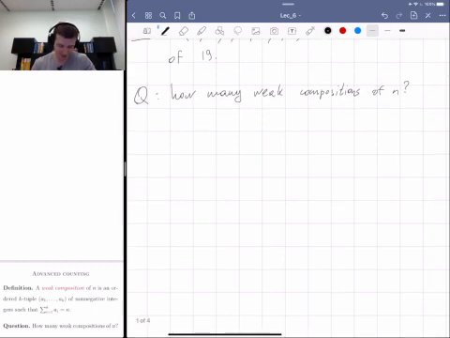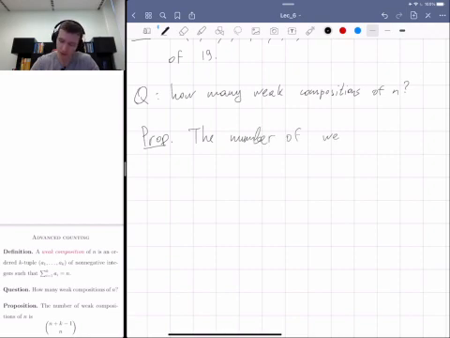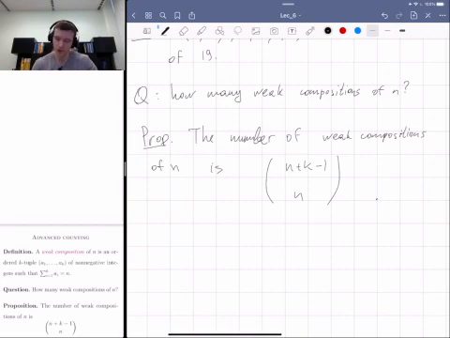So first of all, here is the claim. The number of weak compositions of n is given by n plus k minus 1, choose n. So it's just a single binomial coefficient.